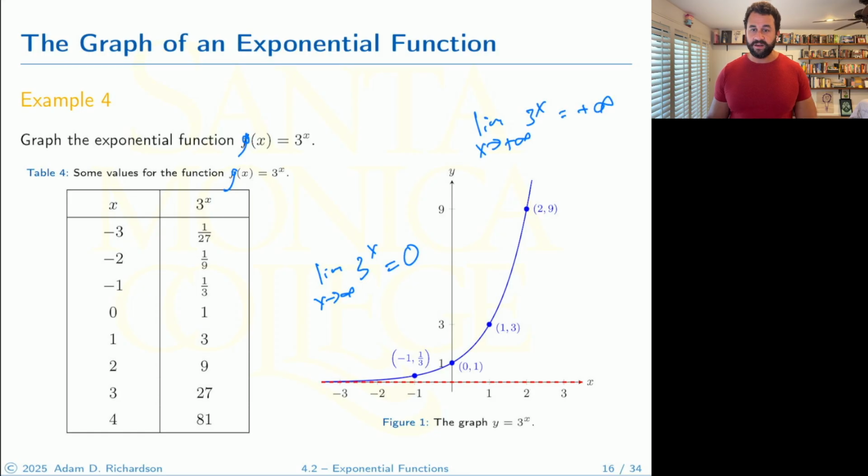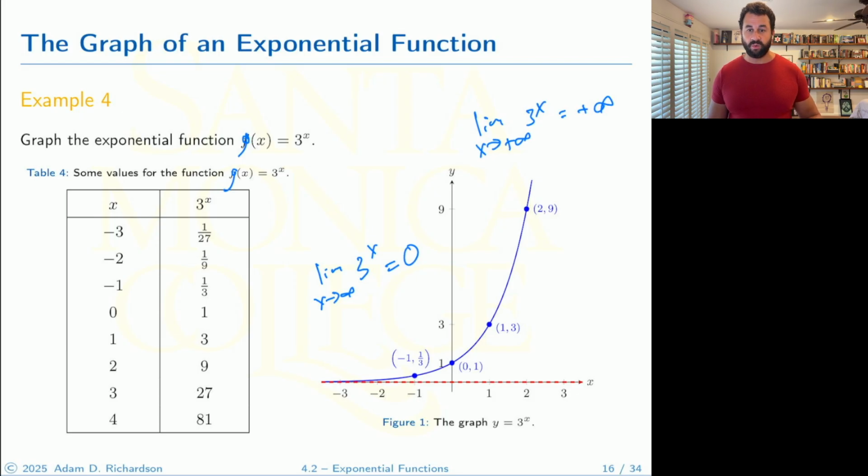Another detail here. This does have a horizontal asymptote. So in this case, the x-axis, that line y equals 0, is a horizontal asymptote. And this is a situation where the function will actually not cross that horizontal asymptote.